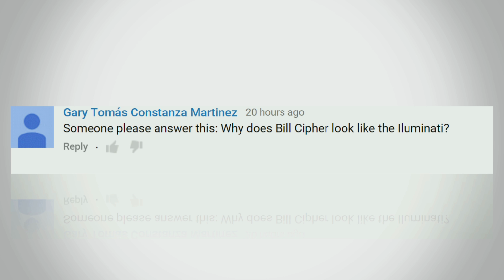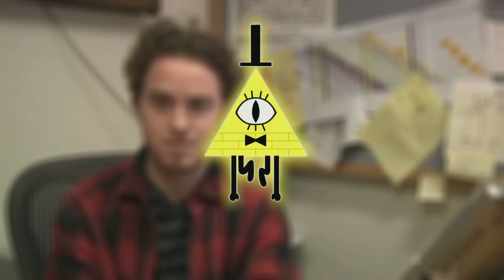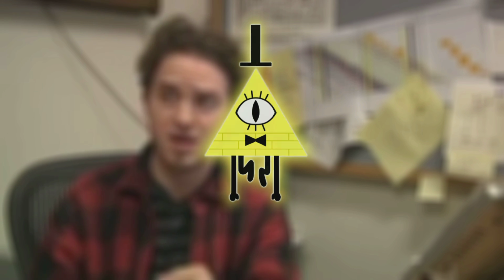Why does Bill look like the Illuminati? And I will be completely honest, I was thinking about the same inquiry when I first started watching the show myself. If you were to research some of Alex Hirsch's interviews and Comic-Con speeches, you would begin to realize that he's an intelligent guy who knows the internet and how it's filled with conspiracies and things to gossip about. And as a matter of fact, because of this, it's quite believable that Alex purposely chose this symbol, since it originates from one of the most debatable topics on the internet worldwide, and that of course is the Illuminati.